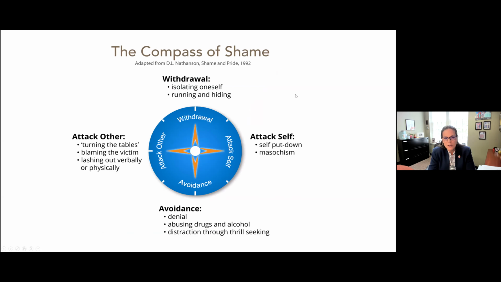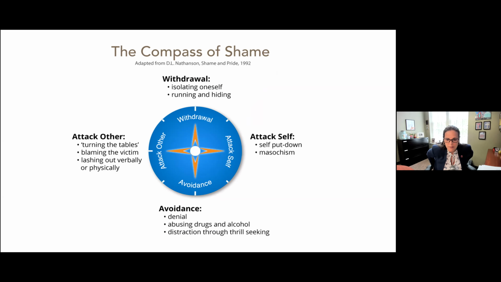When one experiences shame, Donald Nathanson, who worked directly with Sylvan Tompkins and then ran the Sylvan Tompkins Institute, talks about the compass of shame. I think this is a really important thing to look at, particularly for those of us working in classrooms or working with children.